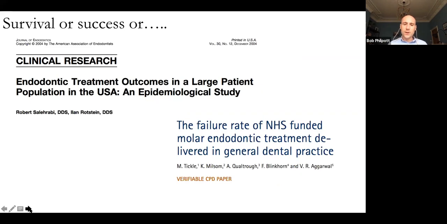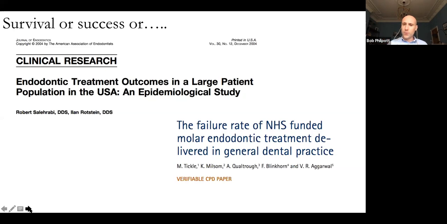And in terms of the lifespan, you need to consider what it is that you're trying to achieve. Is it survival? Is it success? How do you communicate it to your patient? So if a patient asks you, will my tooth last? Sailor-Abbey and Rothstein gave really high figures in terms of survival of teeth, up into the 90% range.